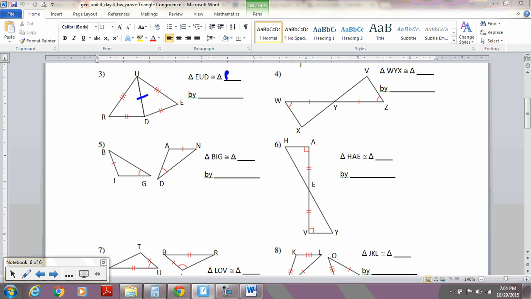So you follow that? Because both of those sides have the 3 tick marks on them. And then that means D would be the last corresponding part. And what was our reason for these triangles being congruent? That they have 3 congruent sides, so side, side, side.